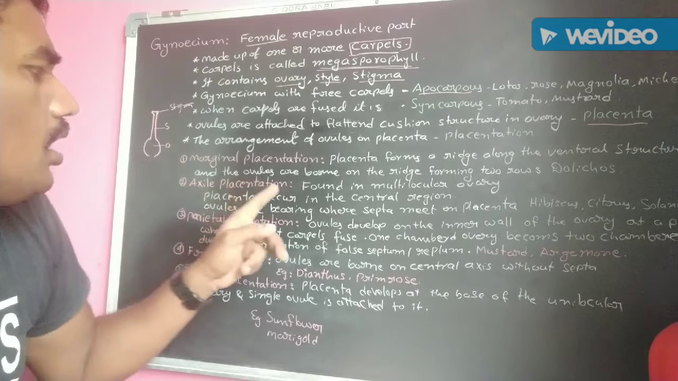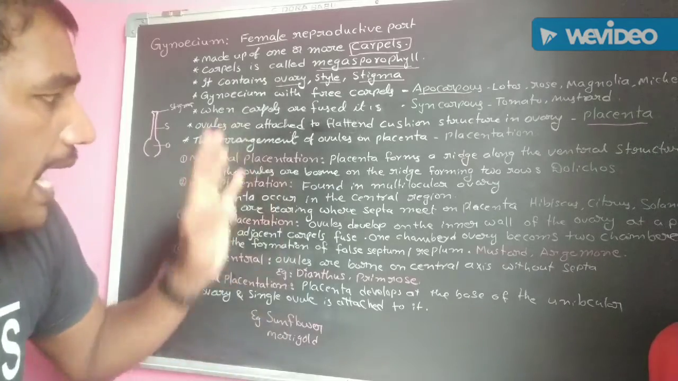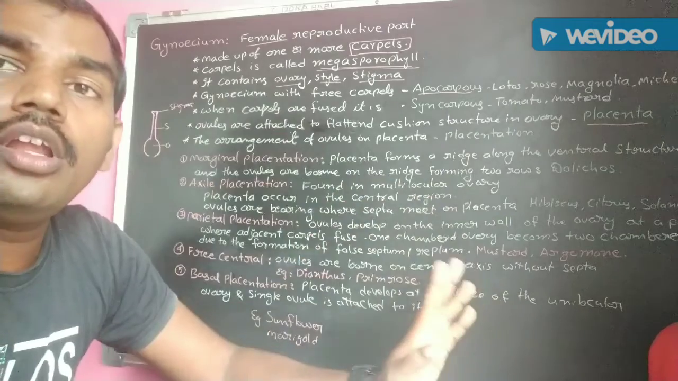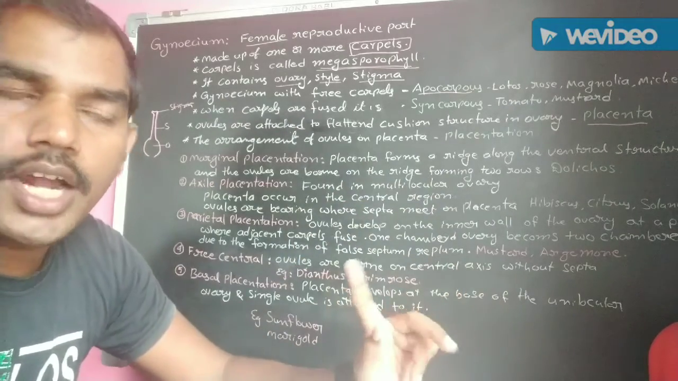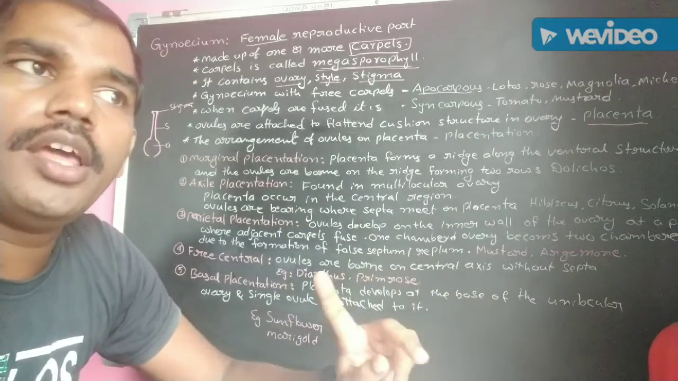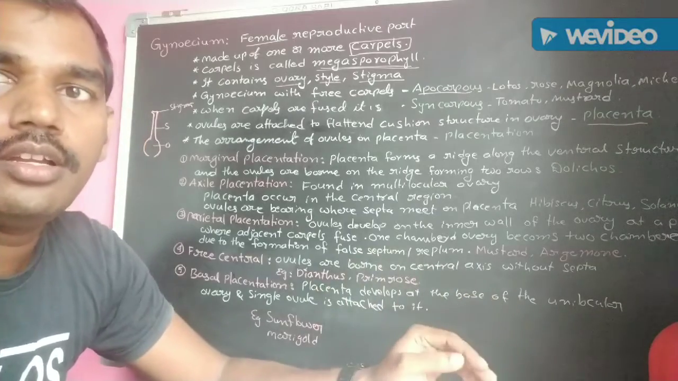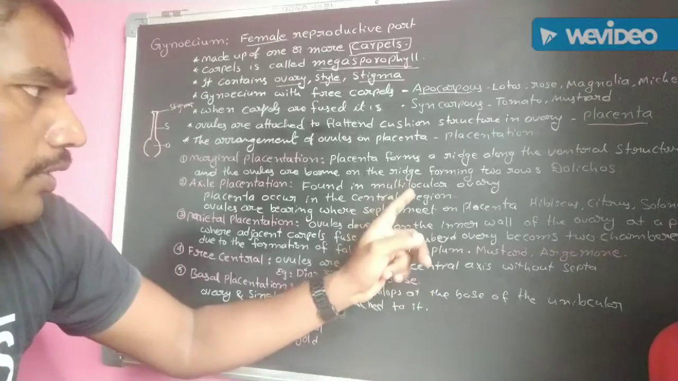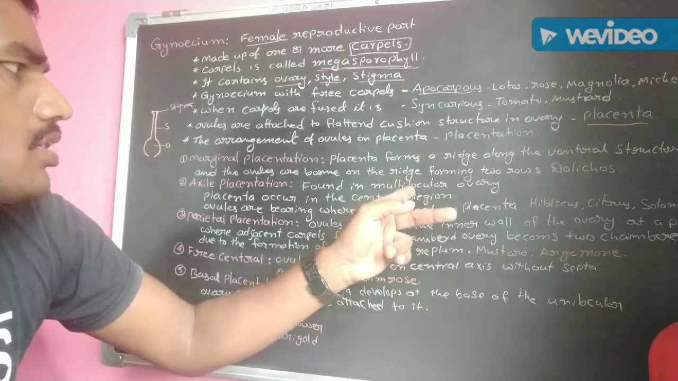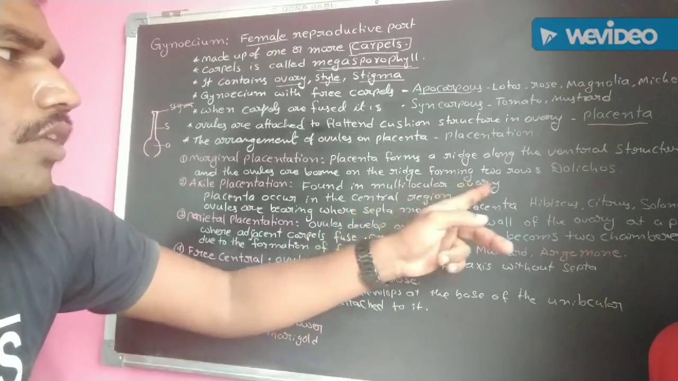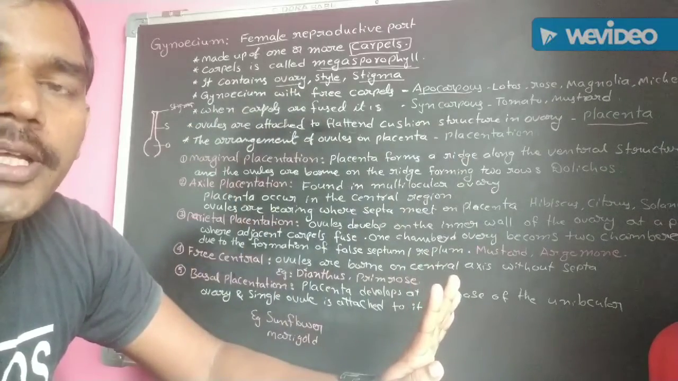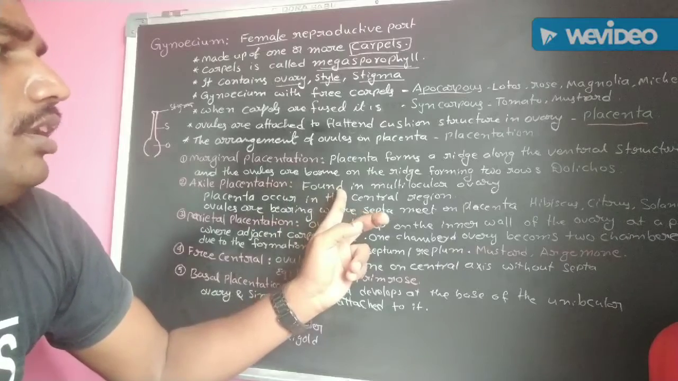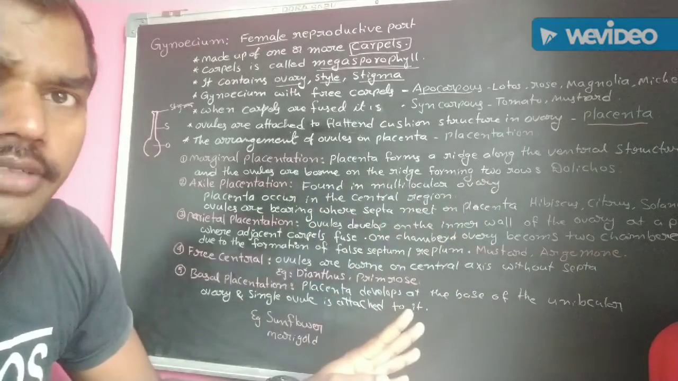Next one, axial placentation. This is especially found in multilocular ovary, not unilocular, bilocular, trilocular, tetralocular, or pentalocular. More than five locules are present in the ovary. This type of ovary is known as multilocular ovary. So axial placentation is mainly found in multilocular ovary.